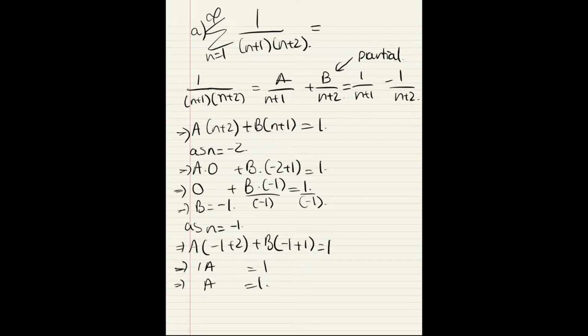So this equation equals 1 over (n plus 1) minus 1 over (n plus 2). Rewrite the series, we have the sum of 1 over (n plus 1) minus 1 over (n plus 2). And now this one is a telescoping series. S of n equals the sum of these terms, so you just plug the numbers in.